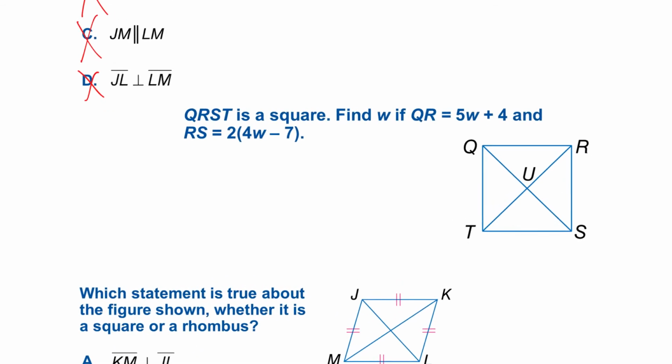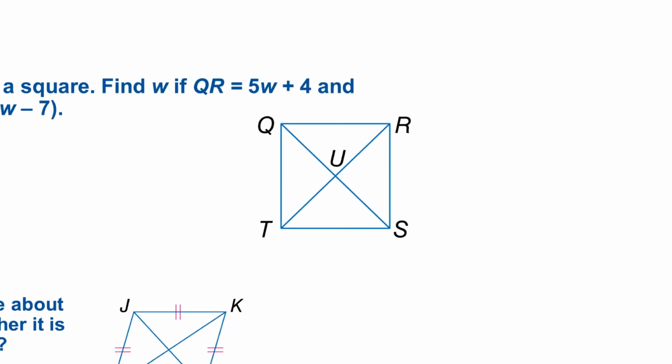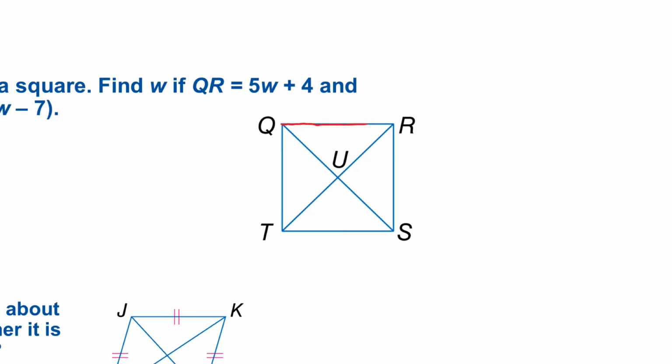All right, on this last one, QRST is a square. Find W if QR is that and RS is that. So QR and RS. So in a square, what do I know about those two sides? They're congruent. Why? Because it's a square. Because it's a rhombus. There you go. A square is a rhombus, and in a rhombus, all four sides are congruent.